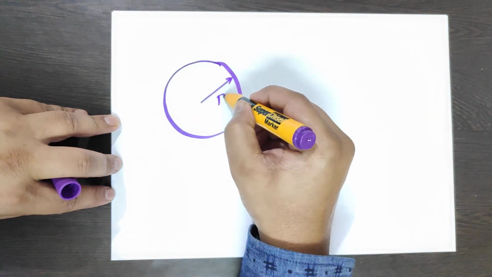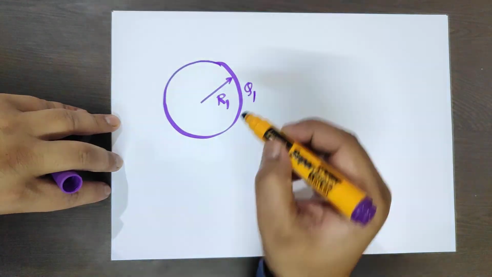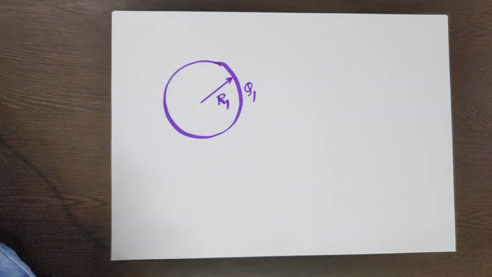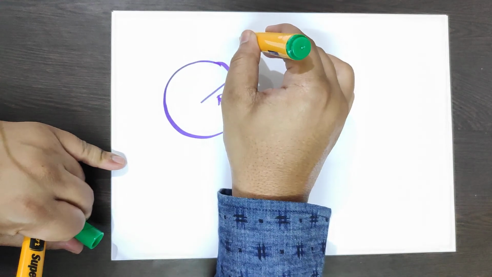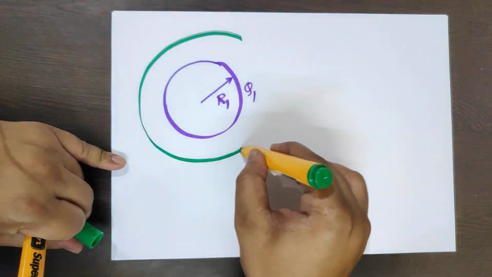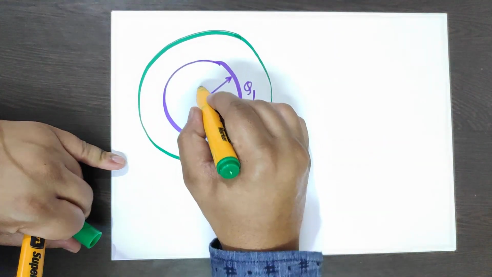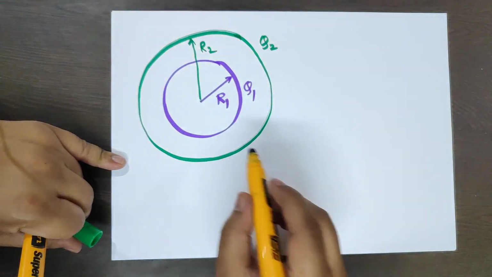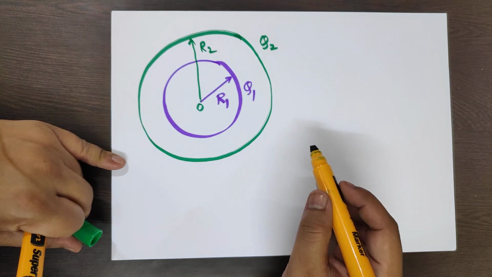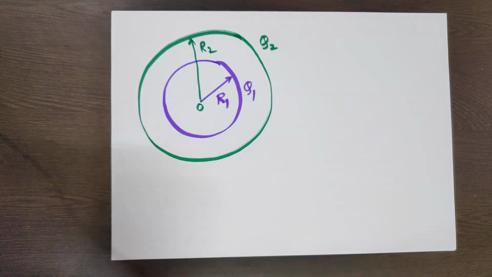So this is a shell, radius R1 and the charge is Q1, and another, a green shell. This is having radius R2 and charge Q2, and both share a common center O. Okay. Now I will choose some points and calculate potential at those points.